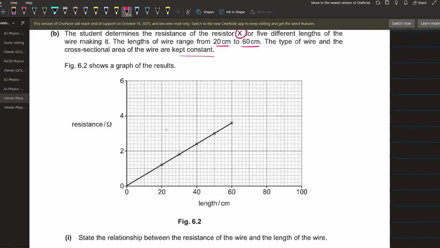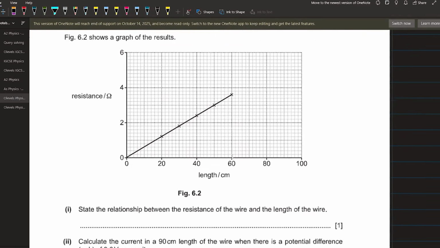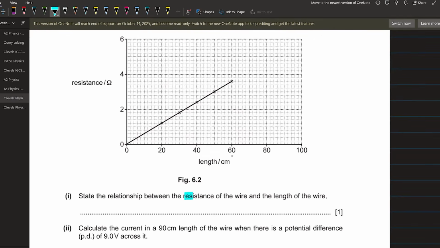Figure 6.2 shows the result of the graphs. Okay, this is the graph result. State the relationship between the resistance of the wire and the length of the wire.